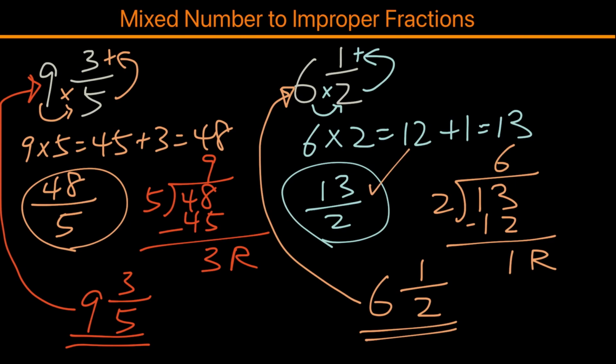So these four are examples of how you would convert mixed numbers to improper fractions.